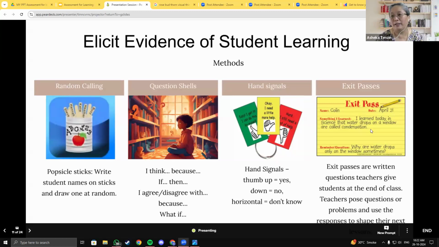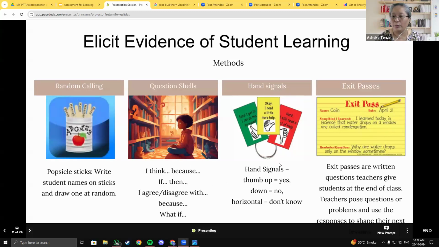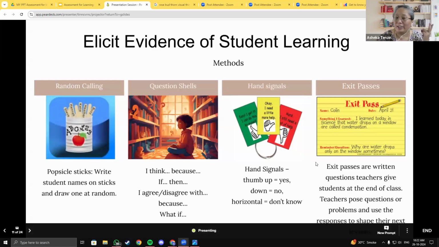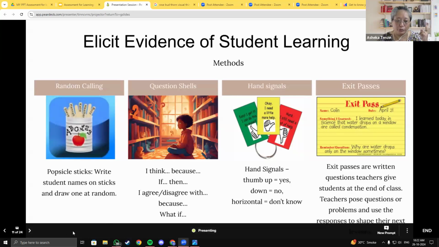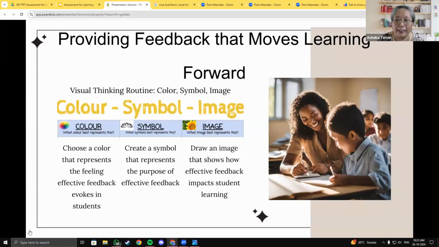And of course, most of you who are PYP teachers and who are using this particular technique, you can use exit passes where you write questions and give those questions to the students to write, and then you will get to know whether the students have understood or not. So the second strategy is to elicit evidence of student learning, and these are the different methods you can use for it. Now the third strategy is to provide feedback that moves learning forward, where you provide feedback so that learning is moving forward.